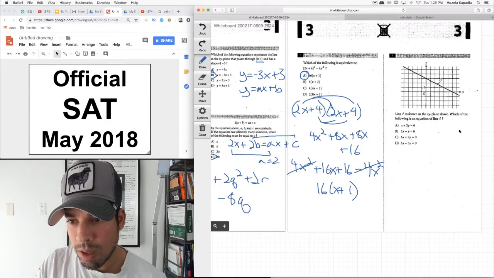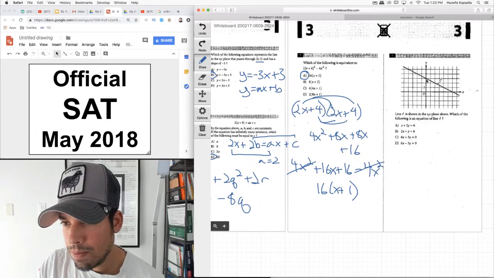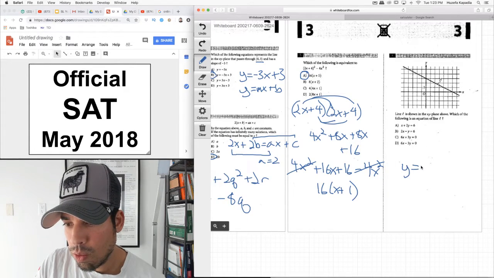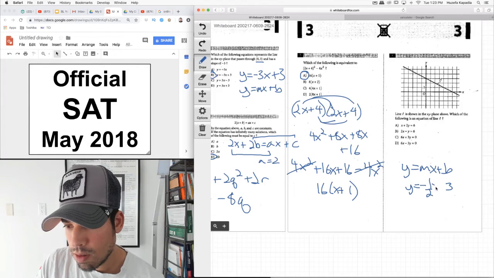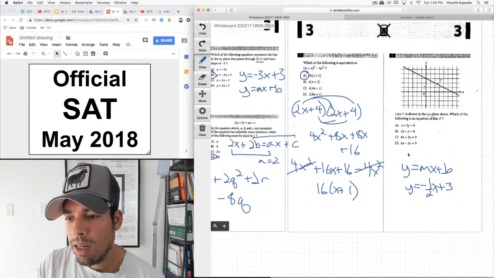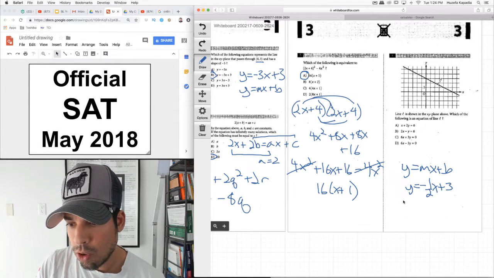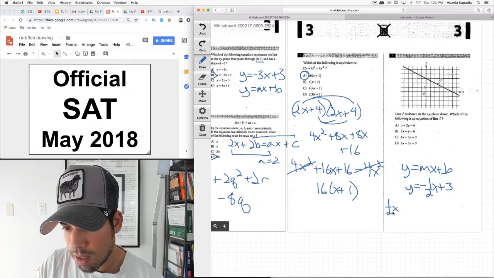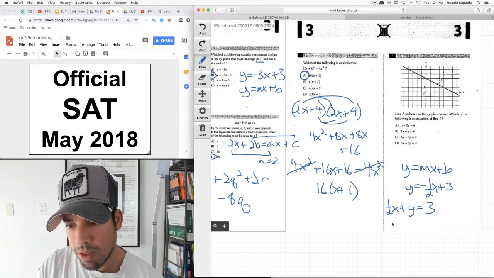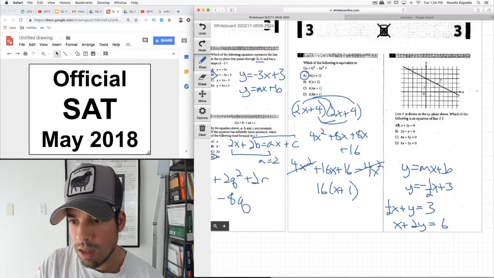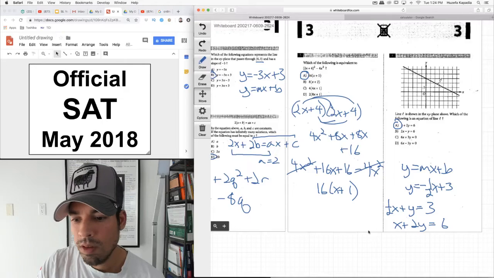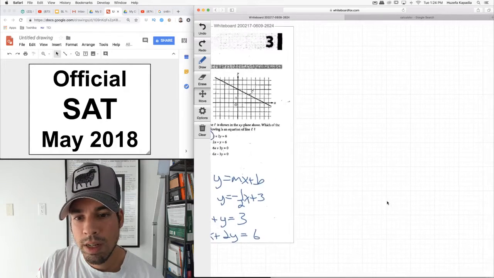Next, line L is shown on the xy plane. Which of the following is an equation of line L? So check it out. It's y equals mx plus b. My y-intercept is 3. My slope is down 1 over 2, so -1/2. But they have it in standard form, so let's move the x over. I'm going to add 1/2 x to both sides: 1/2 x plus y equals 3. Multiply everything by 2: x plus 2y equals 6. That's it. A. Done. All right. Next.